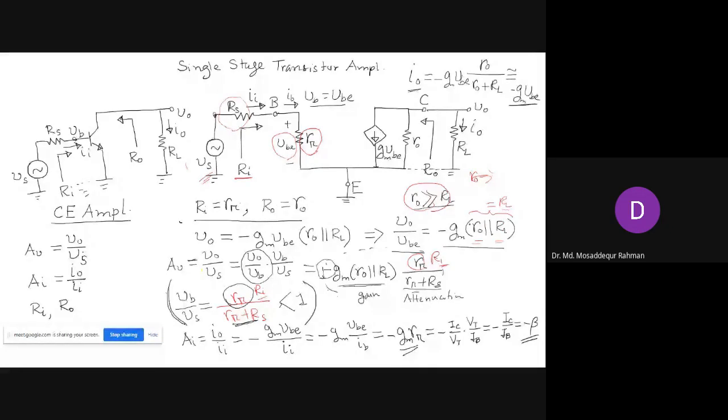But if R0 is low, then the value of the parallel combination will be low and the gain will also be low. So for the output side also, we need R0 to be as high as possible, and that will improve the overall gain.